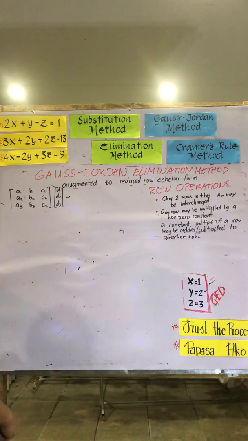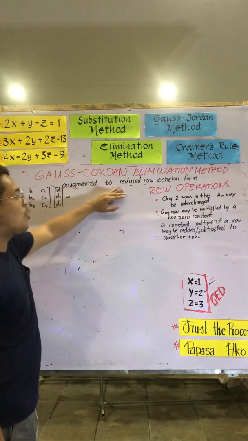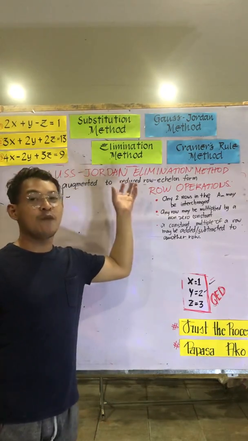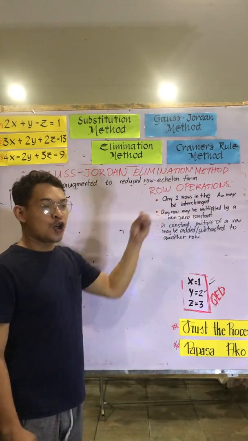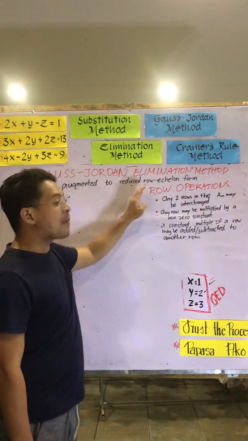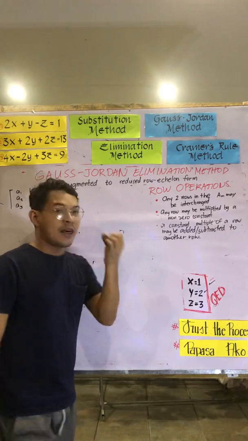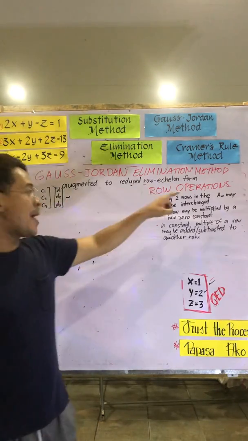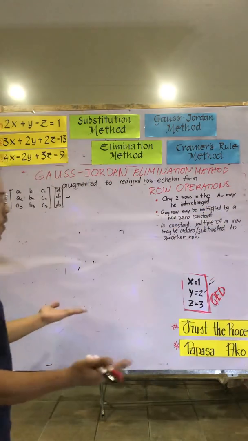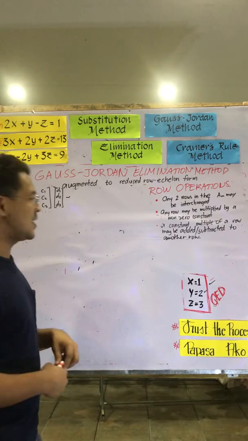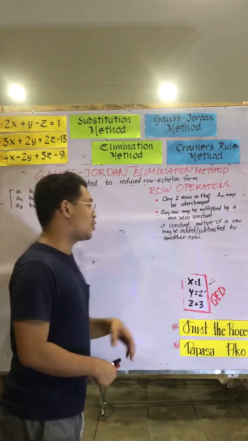Okay, Gauss-Jordan elimination method: from the augmented matrix, you will change it into reduced row echelon form. The reduced row echelon form is a new matrix you achieve by applying the row operations. And there are three rules for row operations. First, any two rows in the augmented matrix may be interchanged. Second, any row may be multiplied by a non-zero constant. Third, a constant multiple of a row may be added or subtracted to another row.